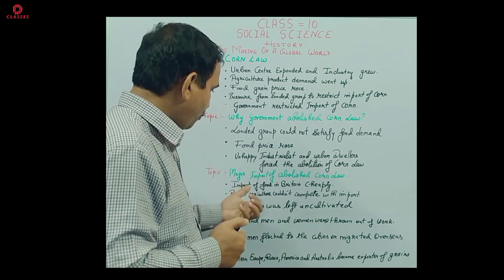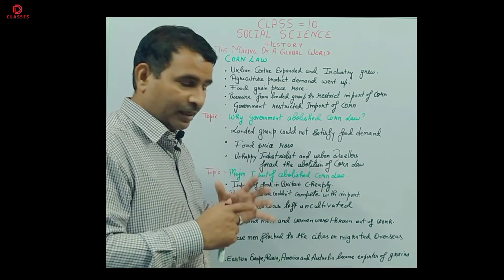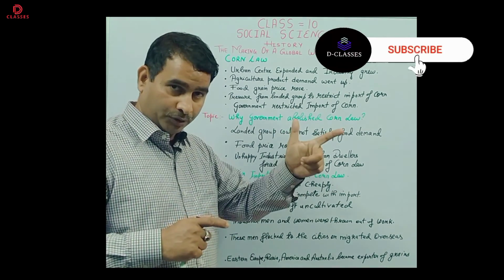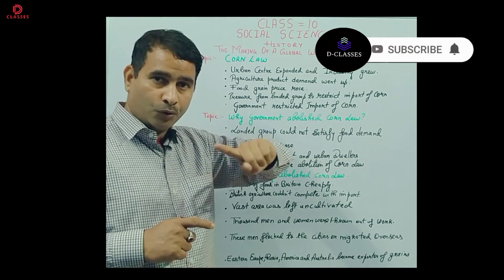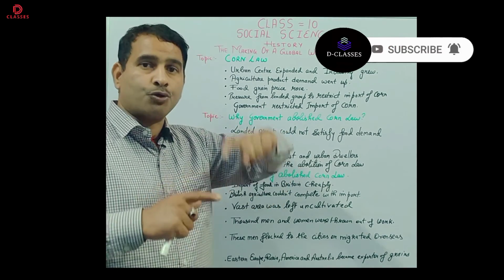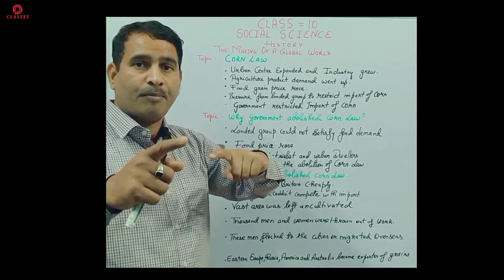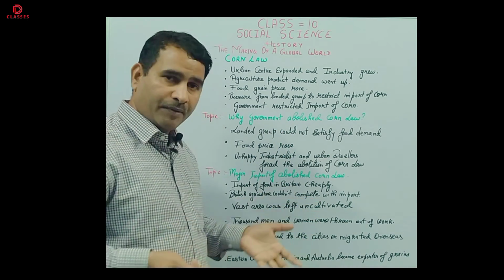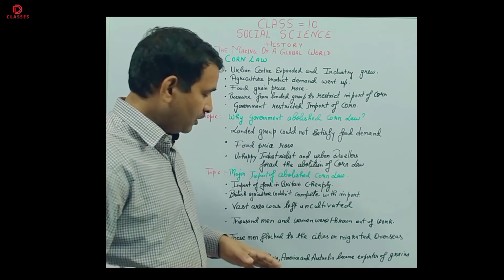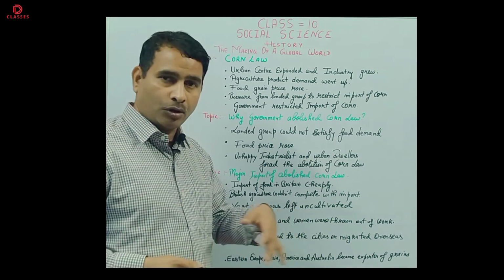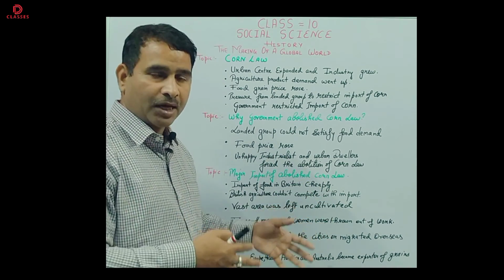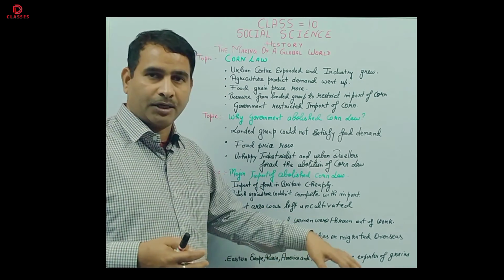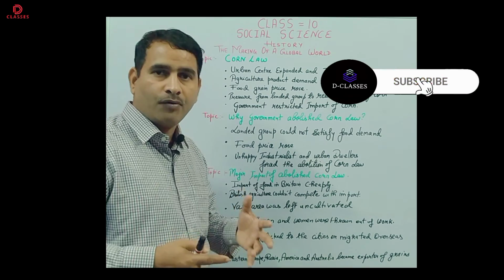Import of food into Britain started cheaply. British agriculture could not compete with the imports, because the price of corn produced in Britain was so high in comparison with the world. Vast areas were left uncultivated, and thousands of men and women were thrown out of work. They flocked to the cities and then migrated overseas. Finally, Eastern Europe, Russia, and these countries emerged as producers of food grains.